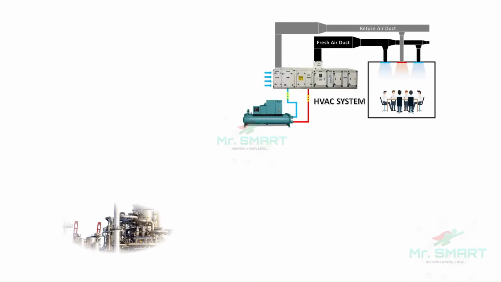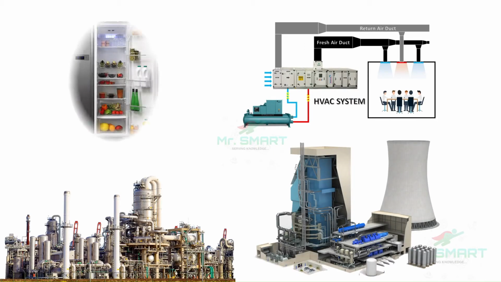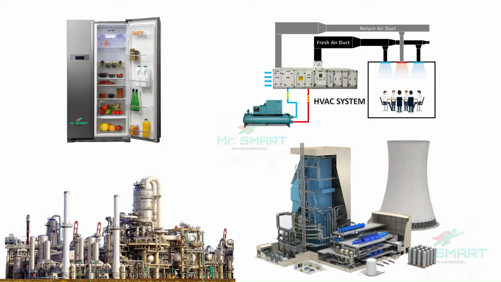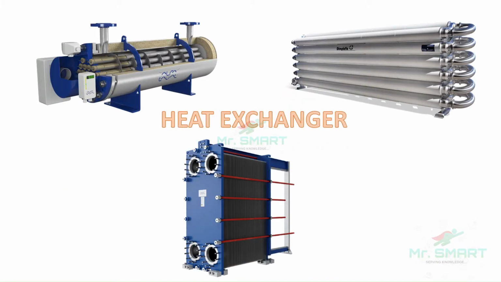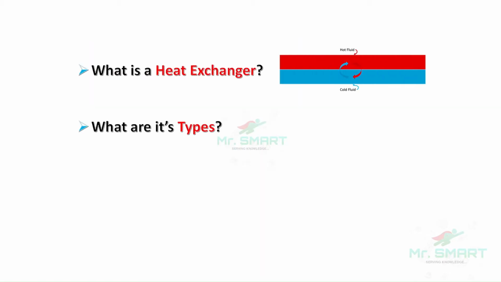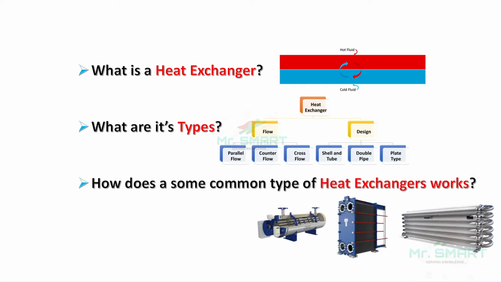Working of your HVAC systems, oil refineries, power production in thermal-based power plants, and even our household appliances like AC and refrigerators. A heat exchanger plays a vital role and remains the heart for working of all these systems. In this video we are going to learn about what is a heat exchanger, what are its types, and working of some common types of heat exchangers used in industries.